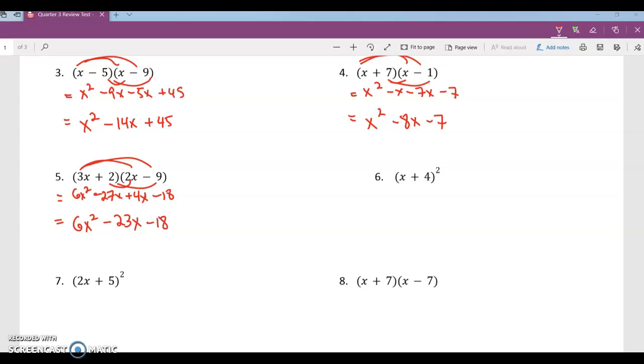Here I've got a binomial squared. I'm not going to just square the individual terms. That's the common mistake. I have to square the entire thing. So this becomes x plus 4 times x plus 4. And then I'll do FOIL. First, outer, inner, last. Combine like terms. And notice my result is this perfect square trinomial.